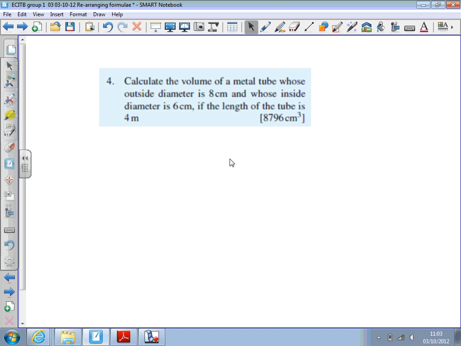Calculate the volume of a metal tube whose outside diameter is 8 and whose inside diameter is 6 if the length of the tube is 4 meters. First problem with this question is inconsistent units, centimeters and meters. So let's leave that in centimeters and convert that to centimeters, 400 centimeters, if only because the answer's in cubic centimetres. So let's have everything in centimetres rather.